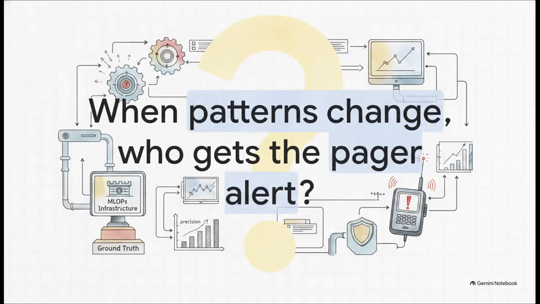Which brings us to our final, absolutely critical question for you to consider today. When your machine learning model's real-world patterns inevitably change, who gets the pager alert? Because, as we've seen in this explainer, deploying an ML model is definitely not a one-and-done task. It requires constant evaluation of precision and recall, rock-solid ground truth labels, and a highly robust MLOps infrastructure. Think about your own infrastructure's readiness right now. Are you truly prepared to support machine learning on day 2?